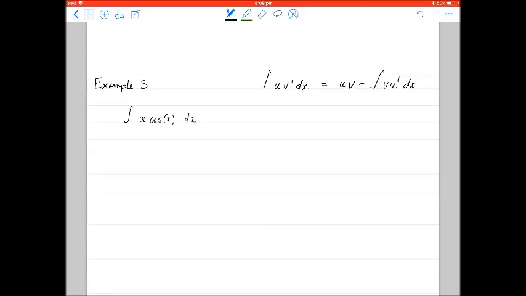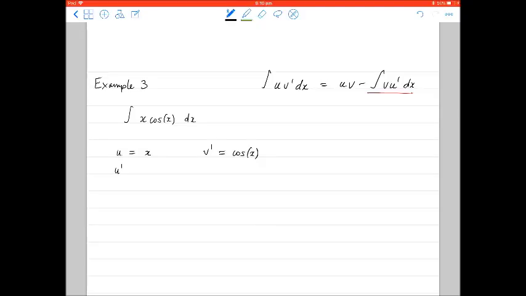I'm going to choose u to be equal to x, and that's because the derivative of x is simple, it's just equal to 1. That's going to give me a simple integral to compute, and hopefully we can get a final answer. So I'm going to set u equal to x and v dash equals cos x.